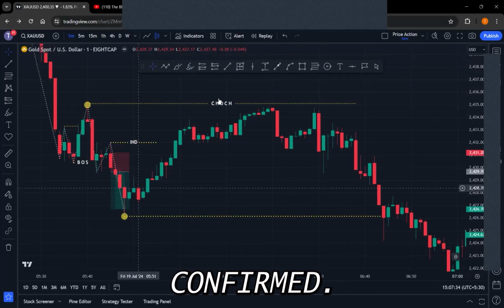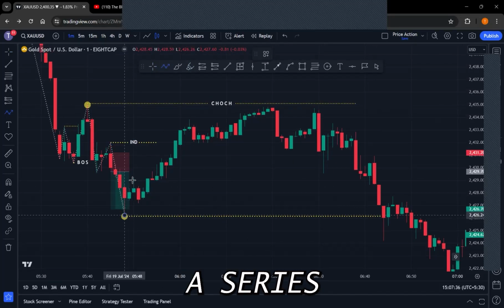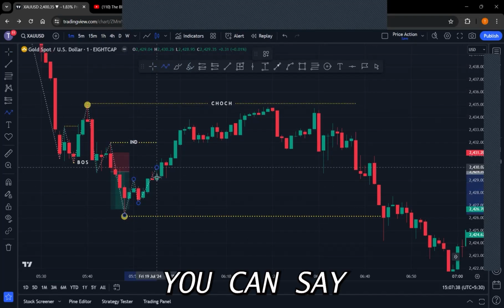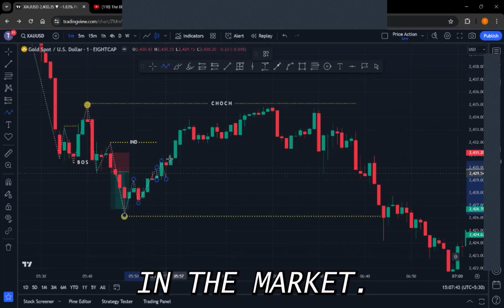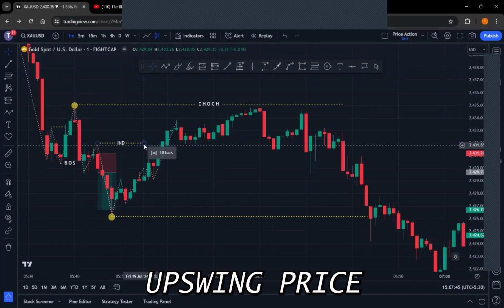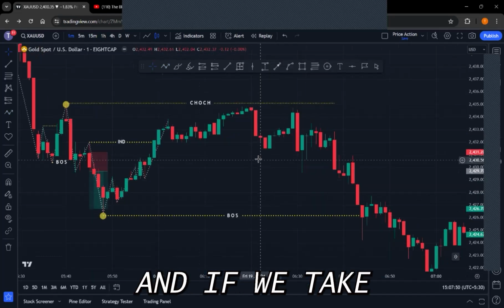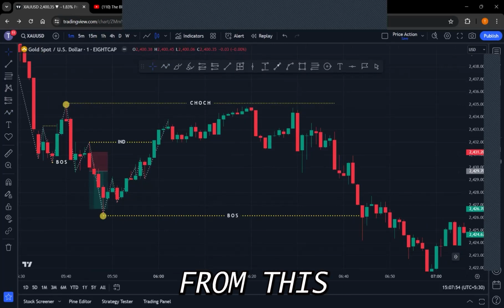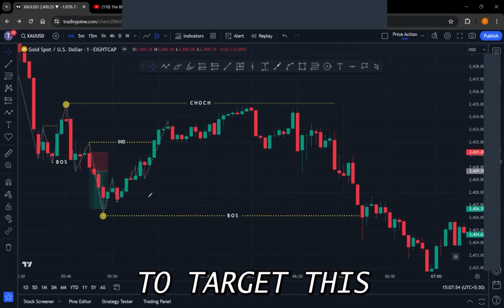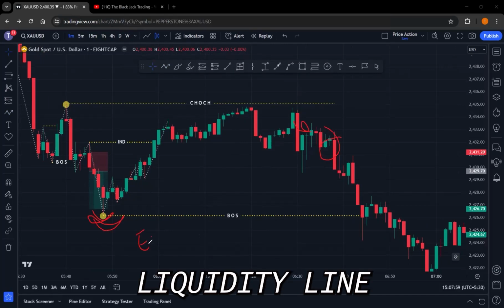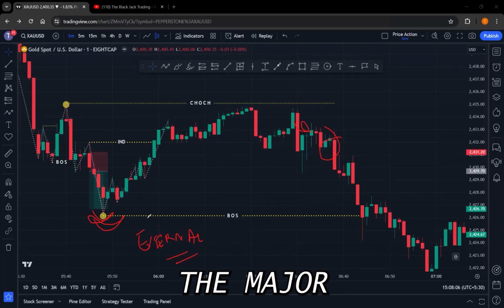Once the price confirms, once the price starts creating a series of higher highs and higher lows, you can say that the price has started creating an upswing in the market. And while doing this upswing, price actually did what? Price confirmed this major support as a break of structure. And if we take any sell trade from this level or this level, then we have to target this major liquidity, or the external liquidity lying below this level. So this is the major external liquidity that we are trying to target in the market.